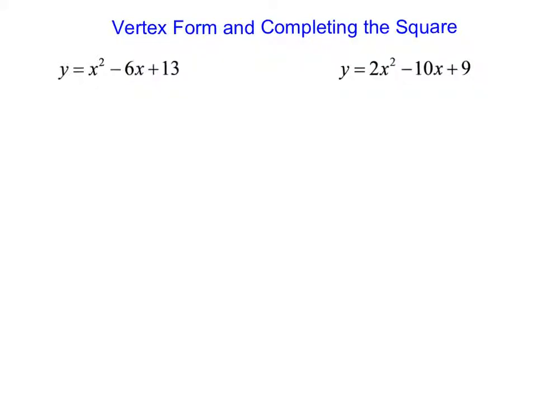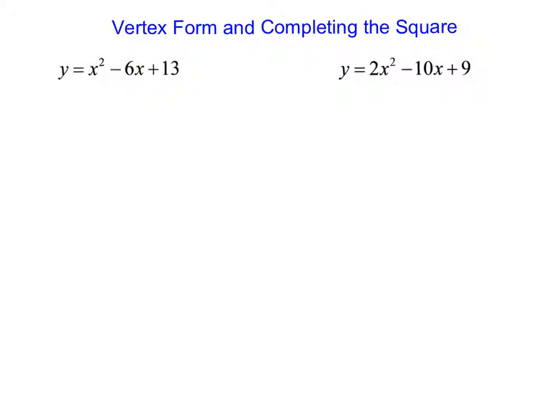Hello there. In this video we're going to convert some equations from standard form into vertex form via completing the square. So in this one I got x squared minus 6x plus 13. I'm going to look at what this middle term is here, minus 6x, and I'm going to take half of that, which would be a minus 3, and then I got to square it. Which would be a 9.